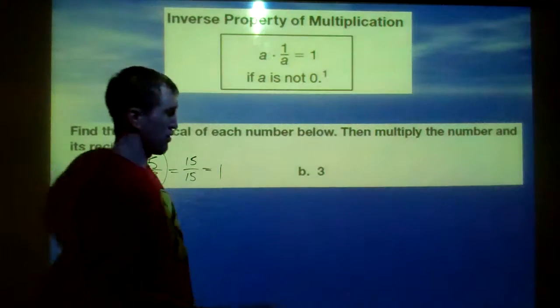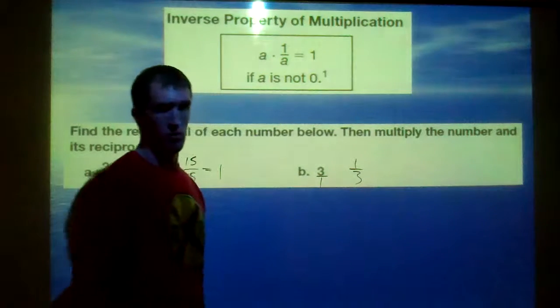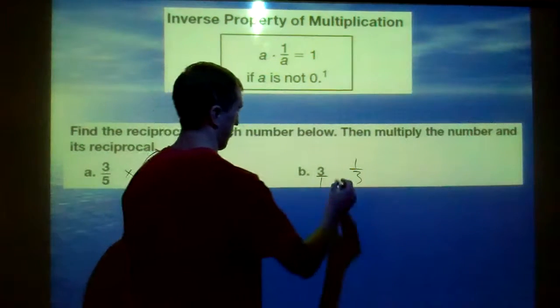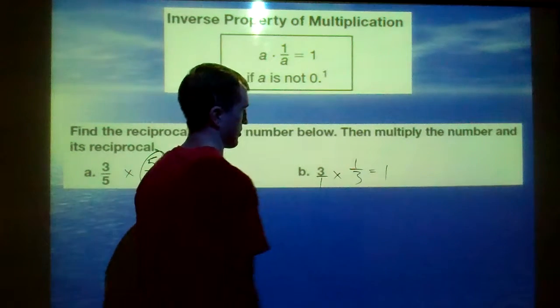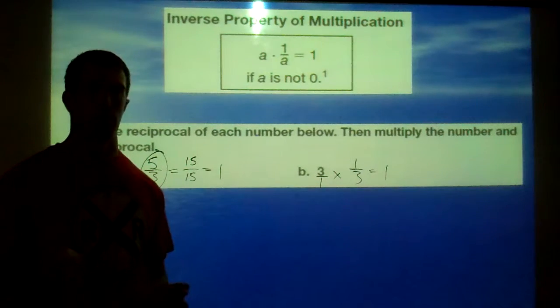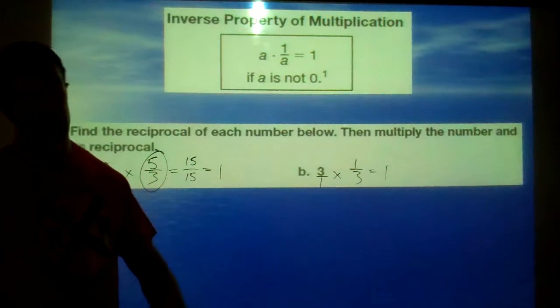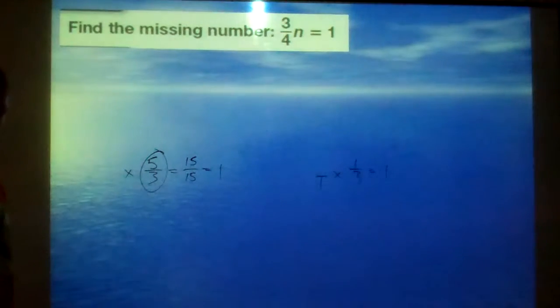The reciprocal of 3 is 1 over 3, because remember, 3 over 1 is the same thing as 3. If we multiply these, 3 times 1 and 1 times 3, we'll still get 1. So just clarifying, for reciprocals, just remember to flip the fraction around, and that if you multiply a number by its reciprocal, you always get 1.